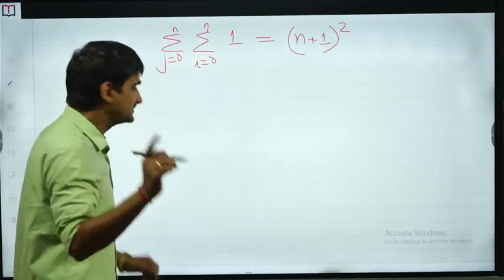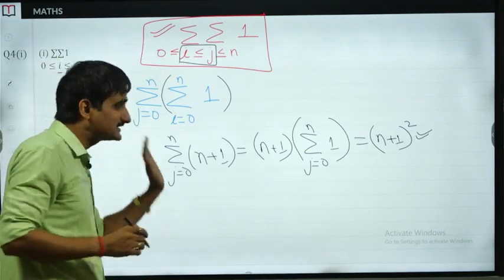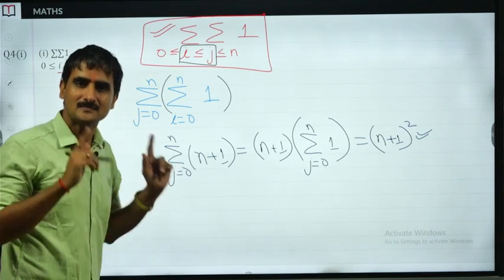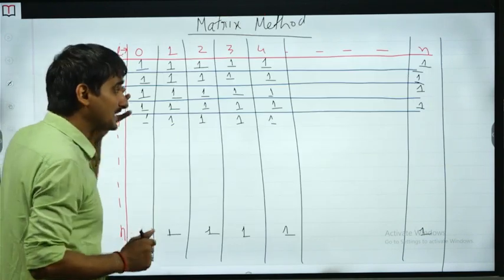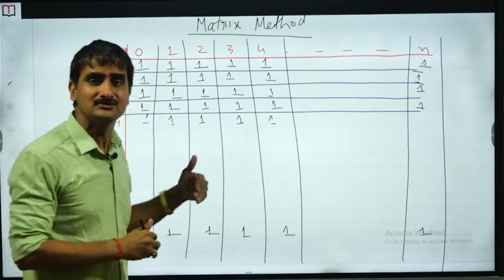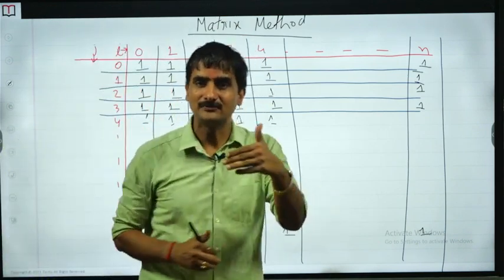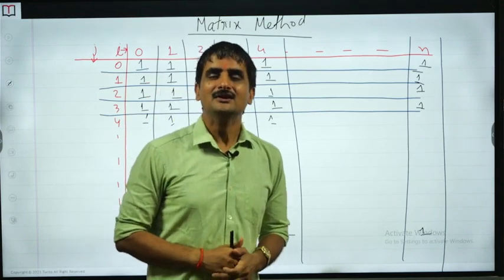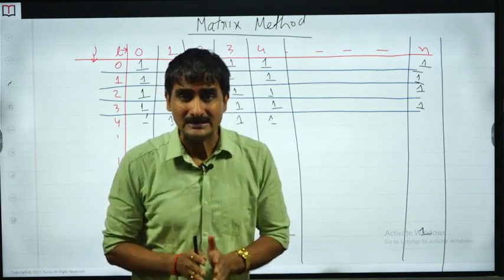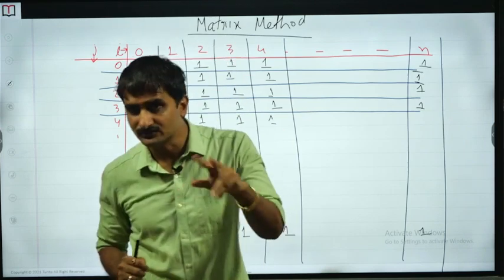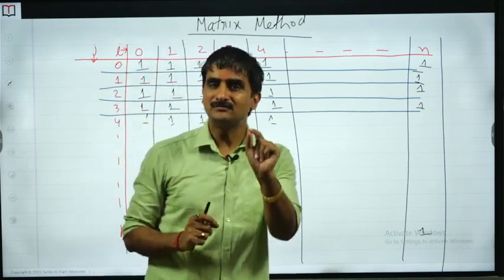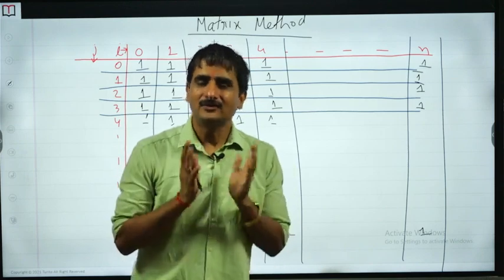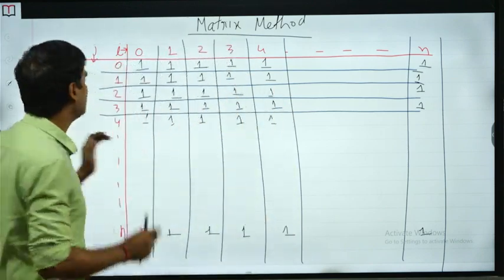Am I clear? That's why I just quickly solved this separately, so that you can match it with this one. So how many times do you have 1? You have n plus 1 square times 1. So the double summation of 1 when i goes from 0 to n, j goes from 0 to n is n plus 1 whole square. Okay, now let's come to the question.